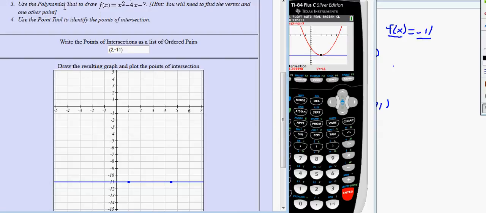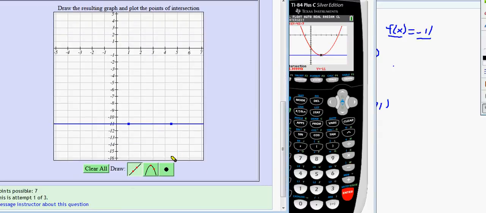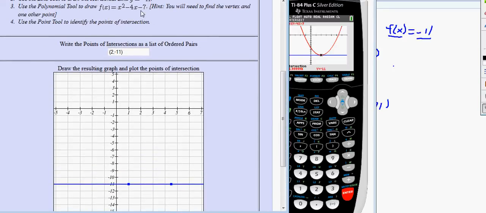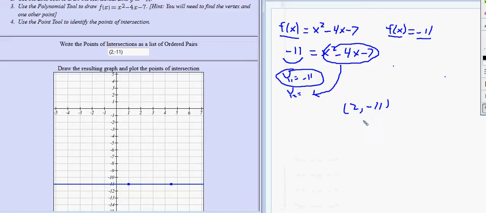Step 3 says use the Polynomial Tool, which is the other one in the middle down here. So I'm going to click on that. There's my Polynomial Tool to graph polynomials. It says draw the other equation. Hint, you will need to find the vertex and one other point. So we already have one other point, namely the intersection, 2 comma negative 11. So this would be my one other point, but we need the vertex.